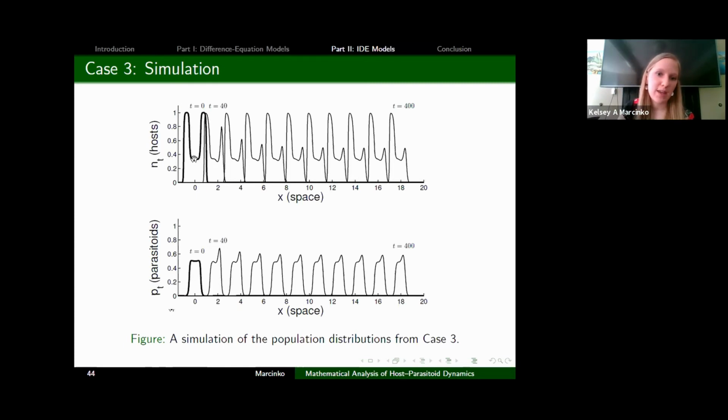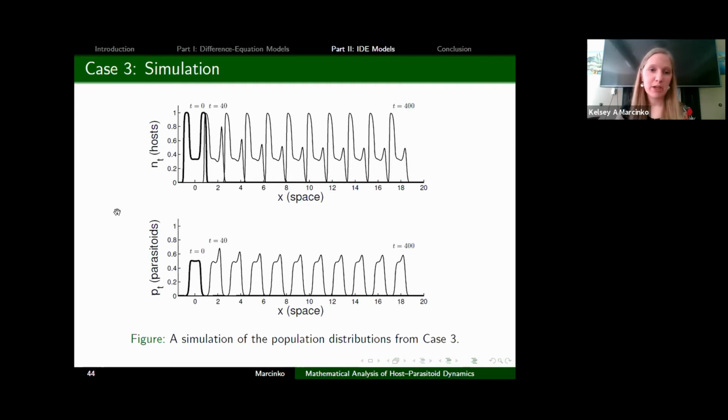So we can see that in the region where the hosts and parasitoids overlap, the hosts are at a fairly low population size, but in their refuge regions, both to the left and to the right of that overlapping area, the hosts are able to be almost at their carrying capacity. Again, this thicker line is prior to habitat movement. Parasitoids have a little bit of a different shape than we saw previously.